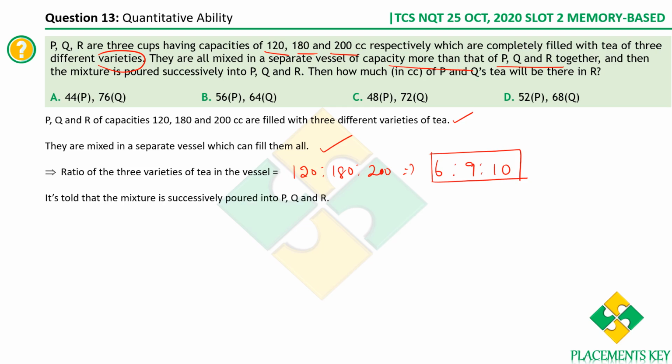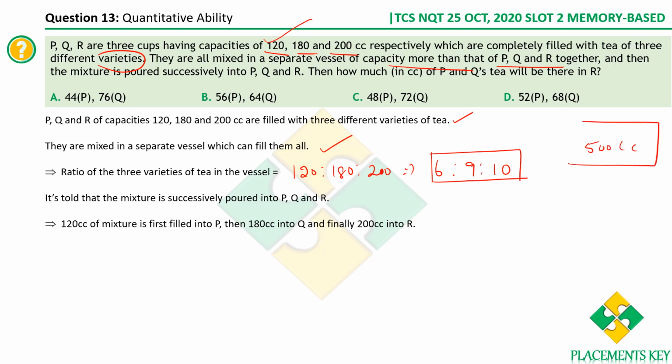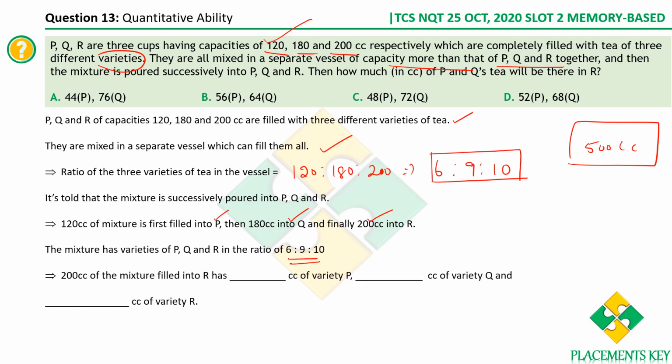Now what is told? The mixture is successively poured into P, Q and R. What does that mean? See, the total value is how much? The total is 500 cc. This is what the big vessel has. Out of 500 cc, 120 is poured into P first, then 180 is poured into Q next, and finally 200 cc is poured into R. Now we know that the mixture has the varieties of P, Q and R in the ratio of 6 is to 9 is to 10. That's what we have found out earlier. So therefore, what can we say? The 200 cc, we are pouring 200 cc into R, right? Finally, it has how much cc of variety P, how much cc of variety Q, and how much cc of variety R? Very simple.